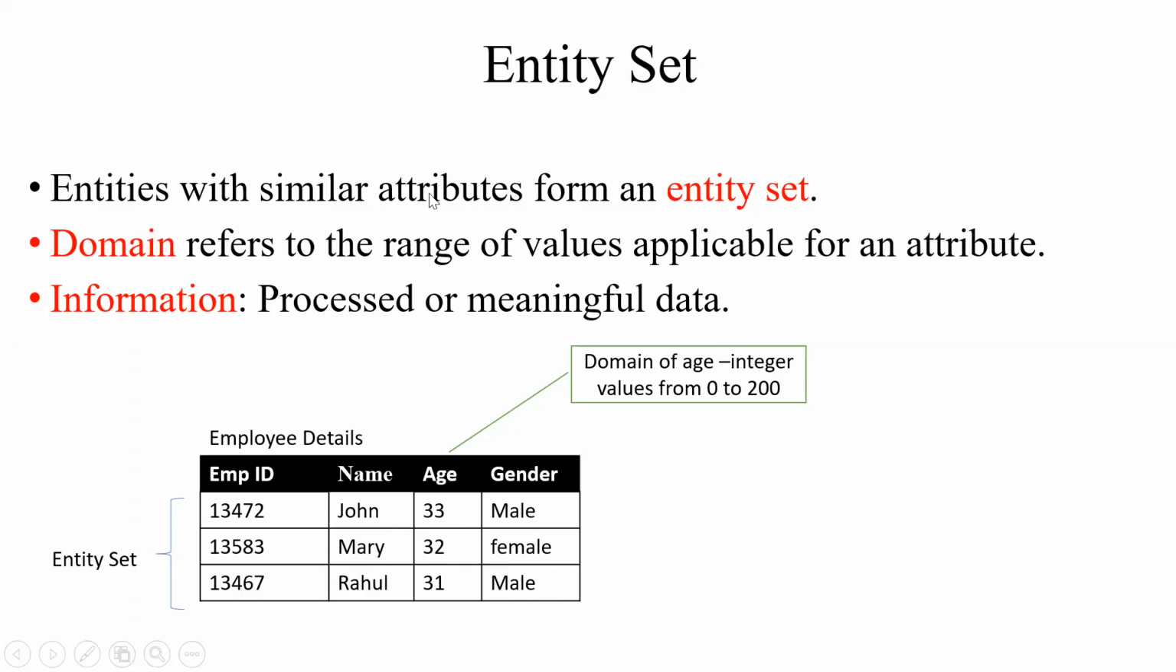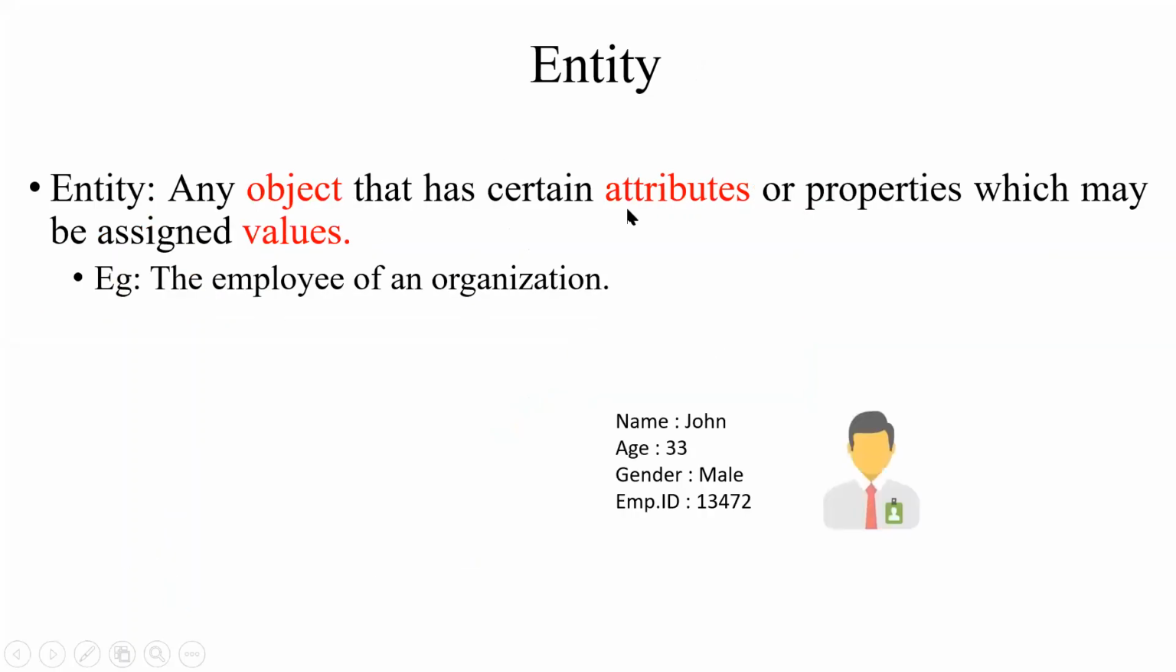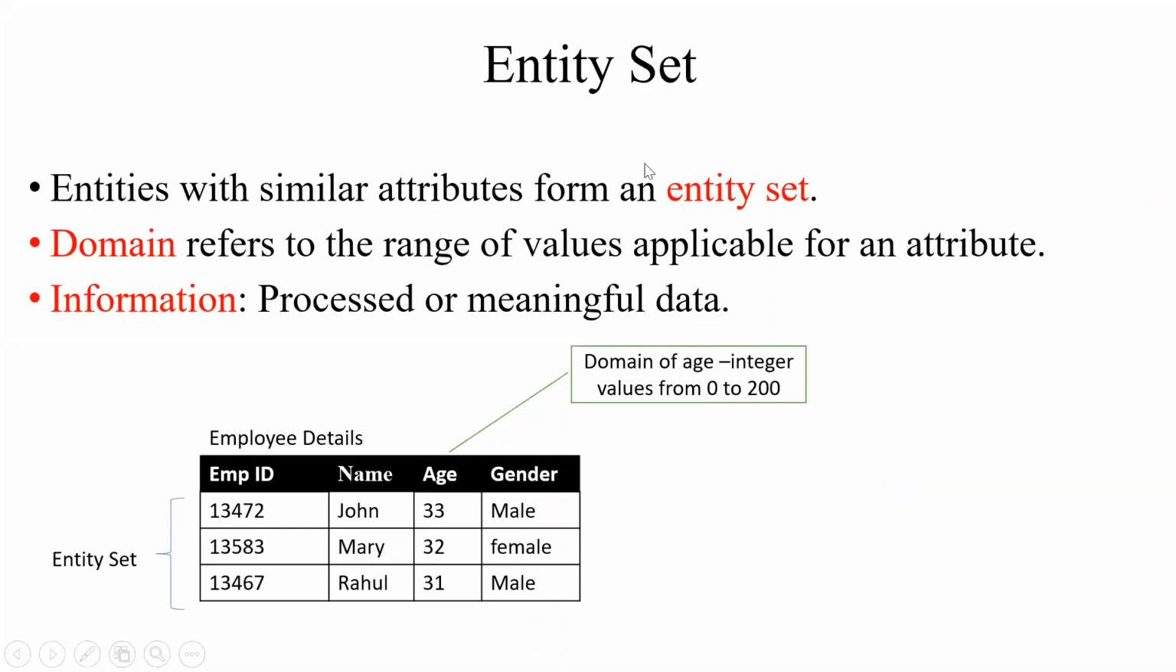So only those entities with similar attributes. What is the other term for attributes? Properties, right? Similar properties. In the last slide I showed attributes or properties. So entities with similar properties form an entity set. Understood? So all these can be given as an employee entity. This entity set's name is employee details. John, Mary, Rahul, all three are entities, and the entity set name is employee details.